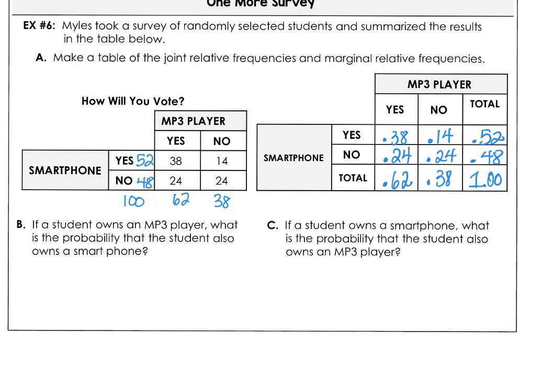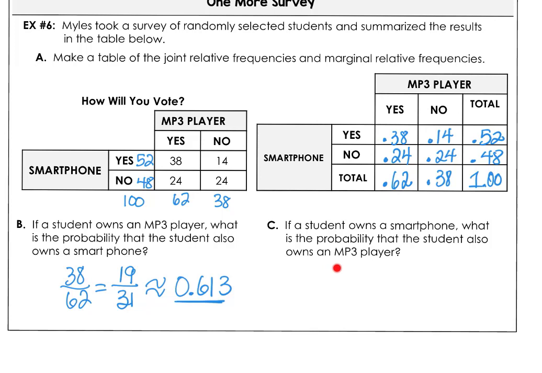In part B, if a student owns an MP3 player, what is the probability that the student also owns a smartphone? So we want to look in that column. So they own a yes and a yes, so we got 38 people out of 62 in that yes column. So our probability is 38 out of 62, which can be simplified as 19 out of 31 in our survey, or 61.3%.